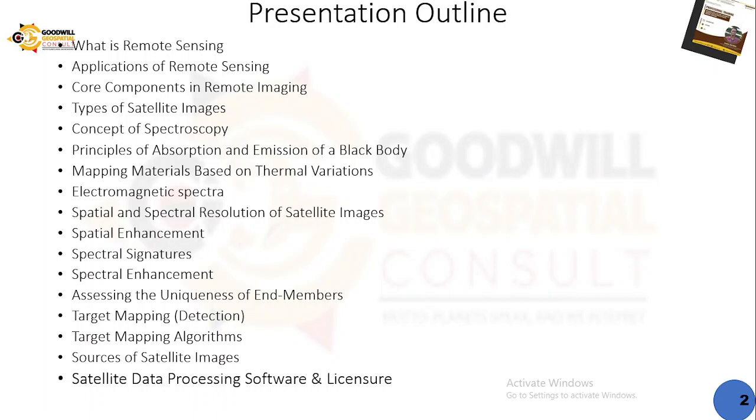And lastly, the third segment will focus on mapping: how to understand what we mean by mapping, how to detect objects in satellite images, the types or number of algorithms and how they operate in helping us to detect objects in our satellite images, the sources of satellite images, where we can get them, the satellite data processing and licenses, how to process our satellite images, and the software licenses we need in order to process our satellite images.